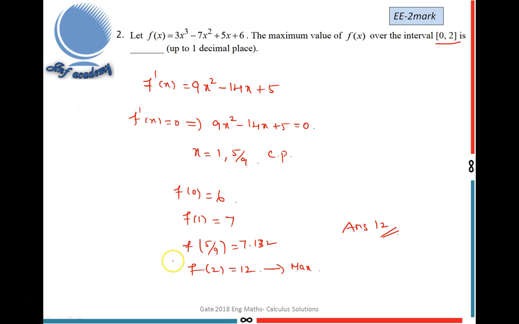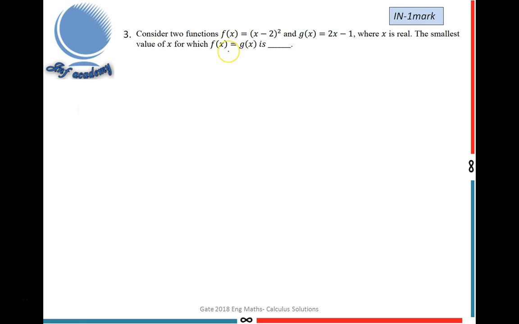Now let's move on to the third problem. Consider two functions f of x and g of x where x is real. The smallest value of x for which f of x equal to g of x. This question is from IN department. It has 1 mark.